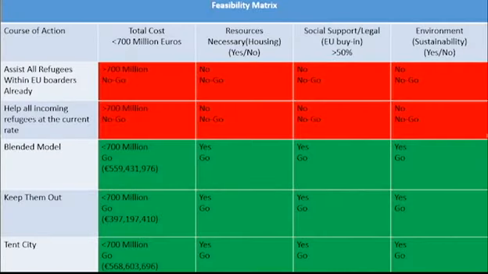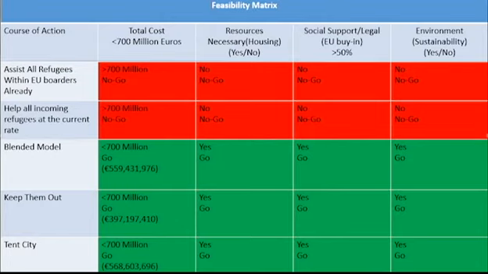EUCOM only has 700 million euros allocated for the refugees. Additionally, the EU as a whole only has a finite amount of resources to maintain security and to provide for the refugees. As a result, these are limiting factors. Candidate solutions that do not meet these factors would have to be eliminated. Moreover, the more refugees we allow in, the less buy-in socially there will be in the EU.